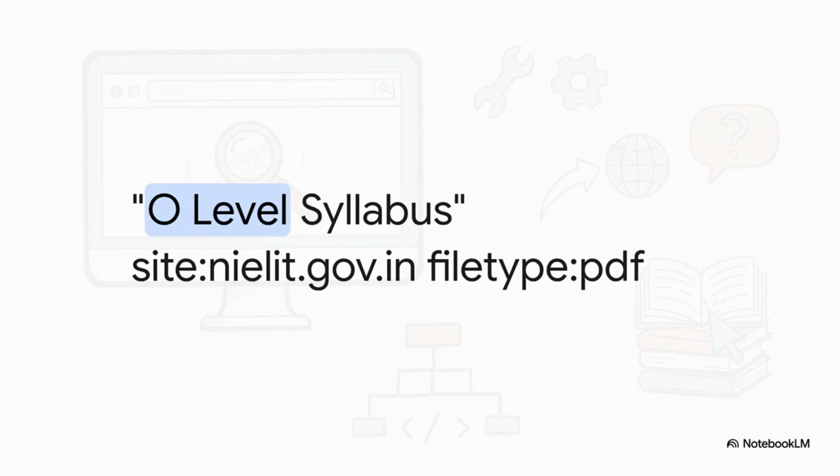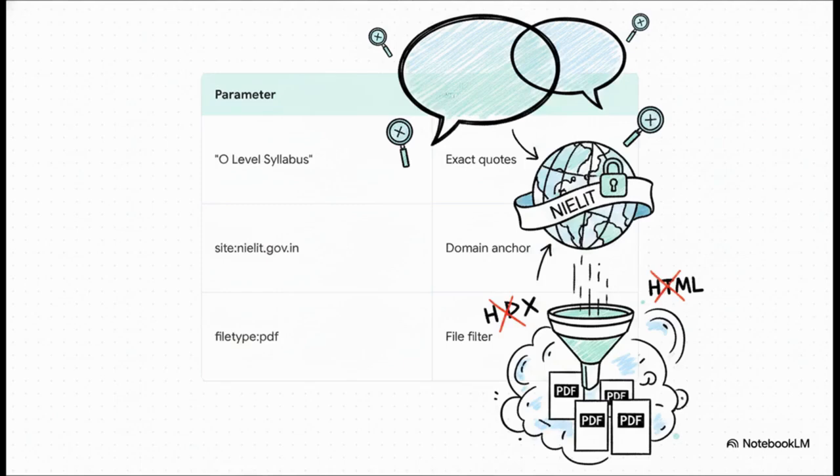Ready? Quote, O-level syllabus, end quote, space, site:nielit.gov.in, space, filetype:PDF. Okay, let's look at the engineering functions behind those parameters, because we aren't just guessing here, we are literally coding the search engine. Using exact quotes forces the engine to find that specific unbroken phrase. It entirely eliminates results that just happen to have the word level or syllabus scattered randomly across the page.